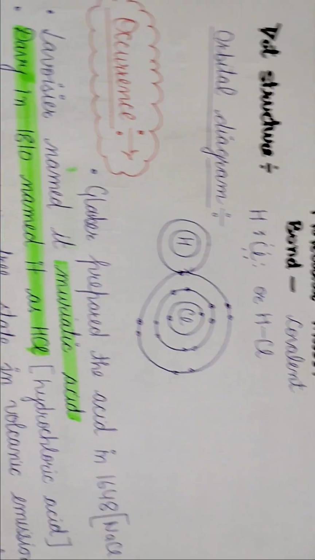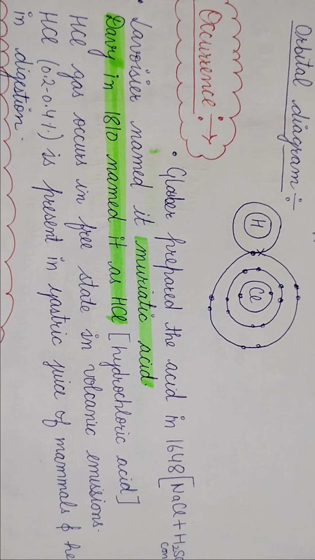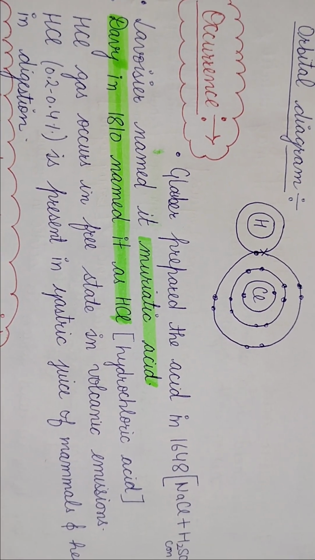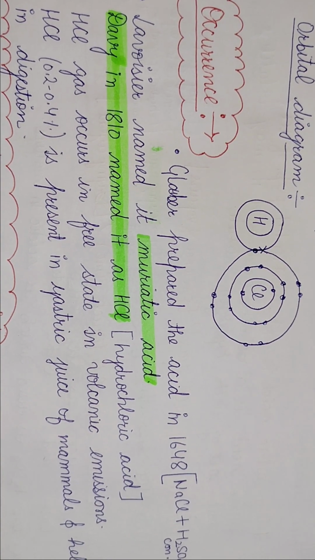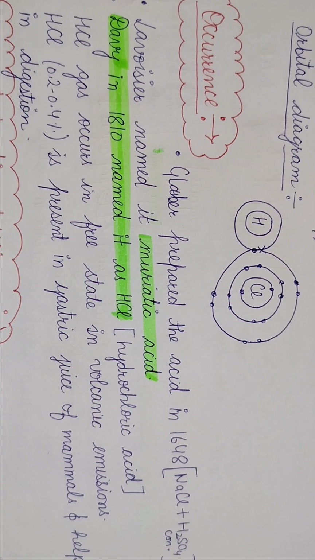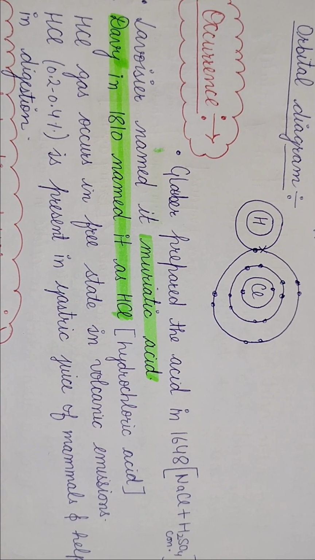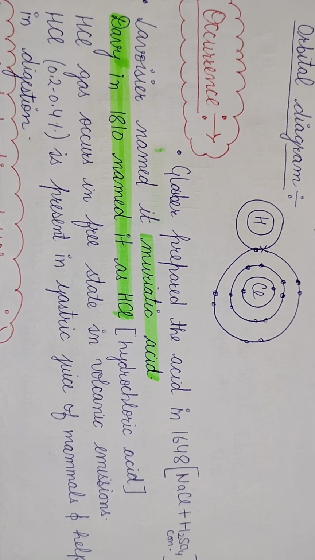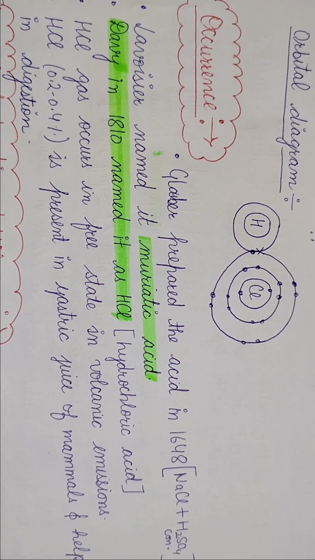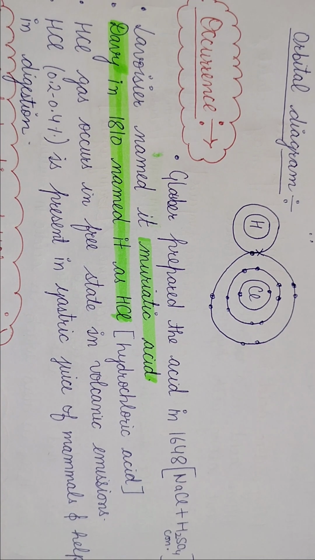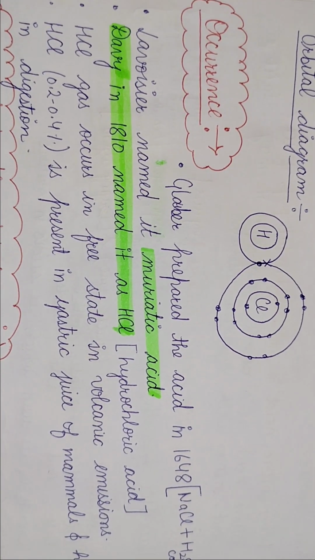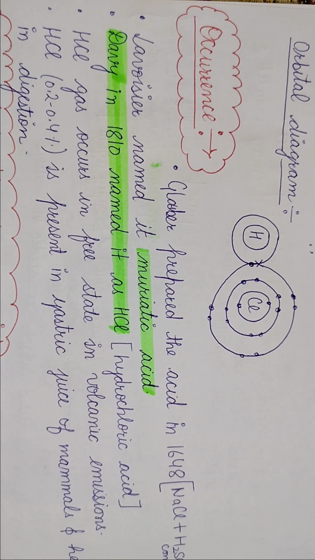Okay, so the next one is its occurrence. If we talk about its occurrence, firstly we have to discuss hydrochloric acid. Glauber prepared the acid in 1648. Glauber prepared this acid by using NaCl, that is sodium chloride, with concentrated H2SO4 by providing it proper heating. And Lavoisier named it muriatic acid.